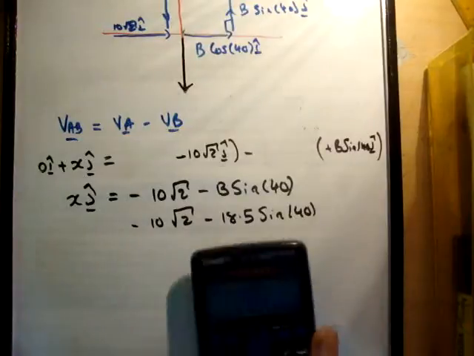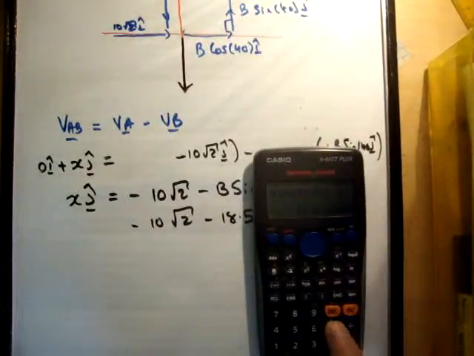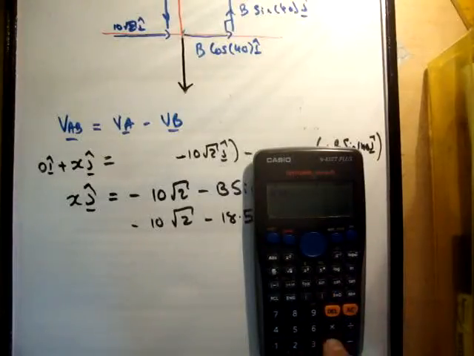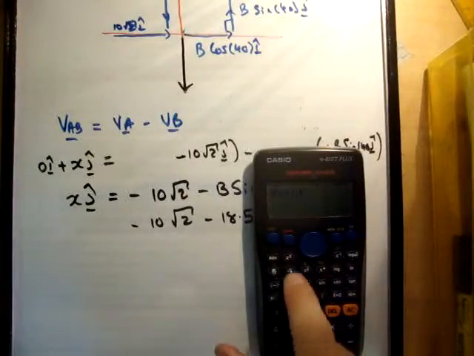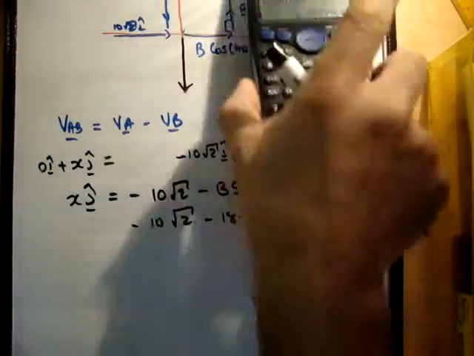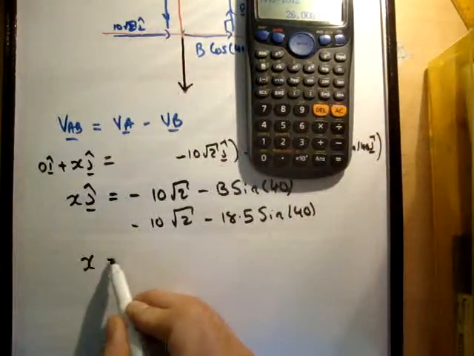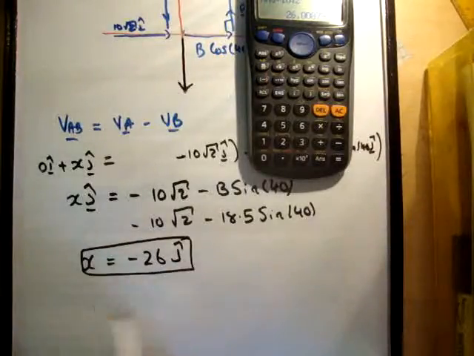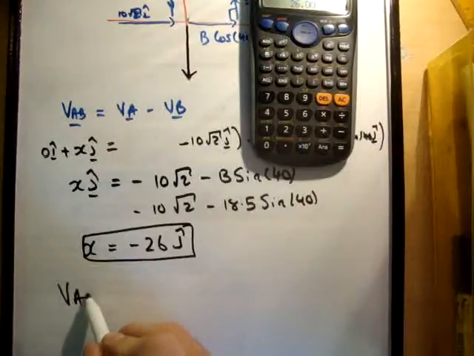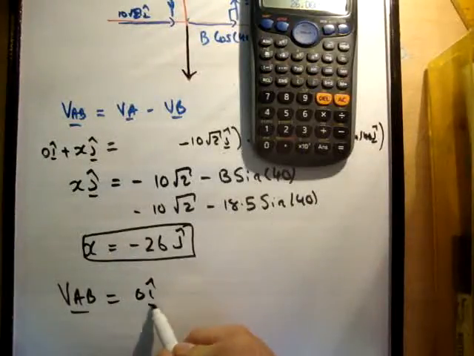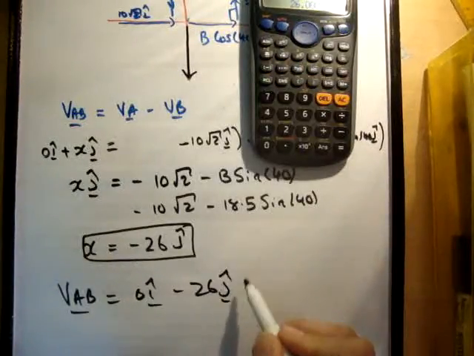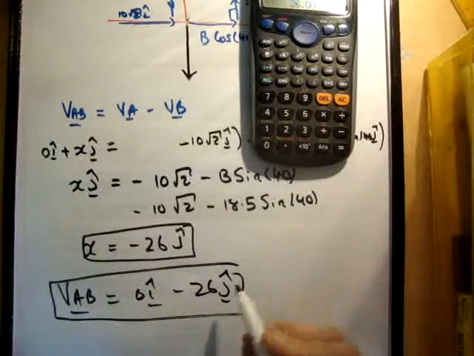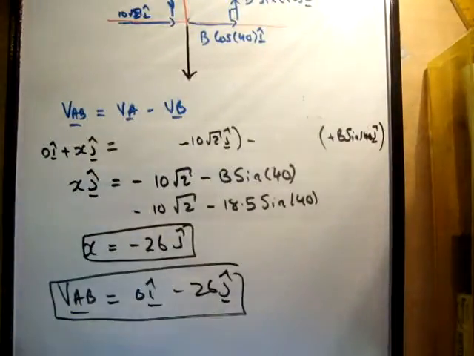So let's work out what that is. 18.5 multiplied by the sine of 40, add to that 10 root 2, and the magnitude is going to be 26. So x is going to be negative 26 j hat. So we know that VAB is equal to 0 i hat minus 26 j hat. And does that make sense? Yes, it does. It means it's definitely going due south, by a magnitude of 26.